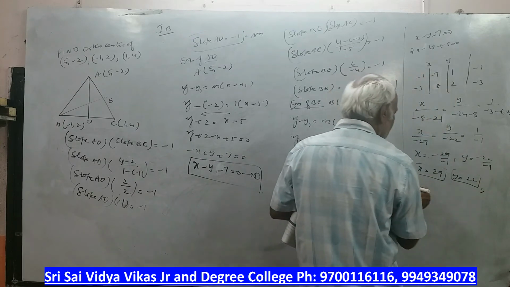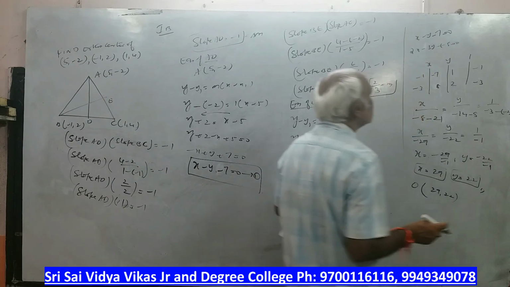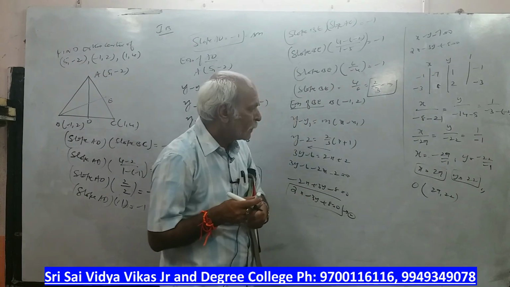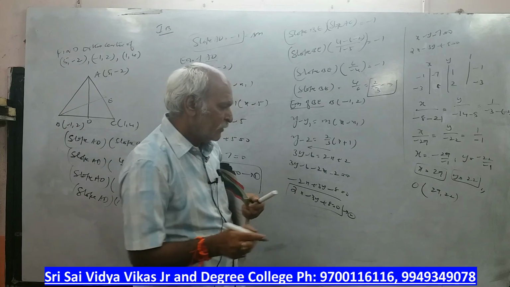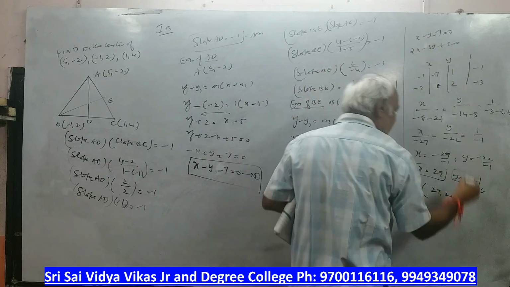So, what is the orthocenter? 29 comma 22. Now, verification. You can verify, sir. 29 minus 22, 7. 7 minus 7, 0.